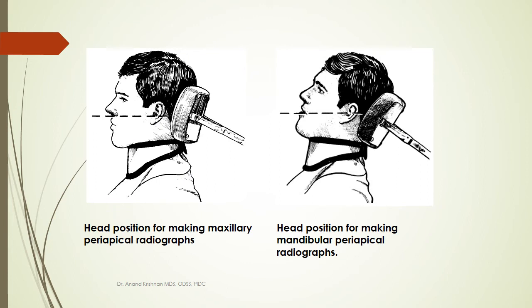Moving on to head position. I told you the three components. First is film positioning, second is head positioning, and third is tube positioning. For head positioning, you always have to ensure that the occlusal plane of the tooth you are going to take an X-ray of is parallel to the floor, or almost horizontal. When you are taking a maxillary radiograph, the head always remains straight.